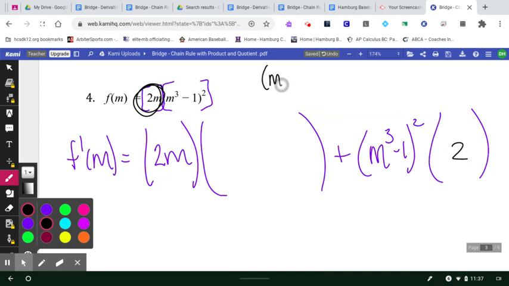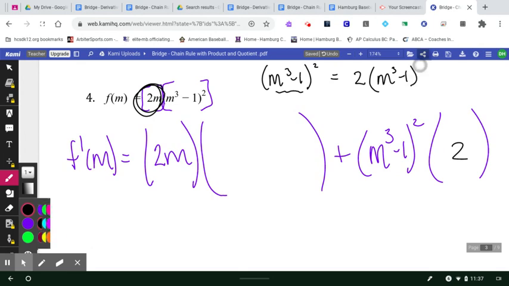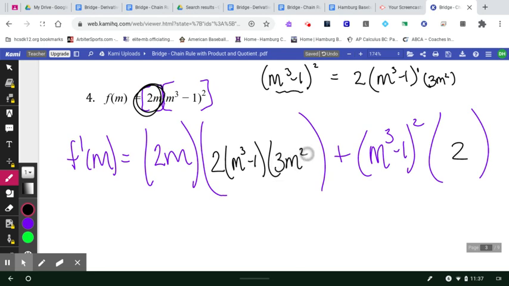I have m cubed minus 1. If you're good to go, you can do it by yourself. Inside, outside, I'm going to bring the 2 down, keep the inside raised to the first, times the derivative of the inside. So m cubed becomes 3m squared. The minus 1 is a constant, so it becomes 0. So I'm going to put 2 times m cubed minus 1 to the first times 3m squared.